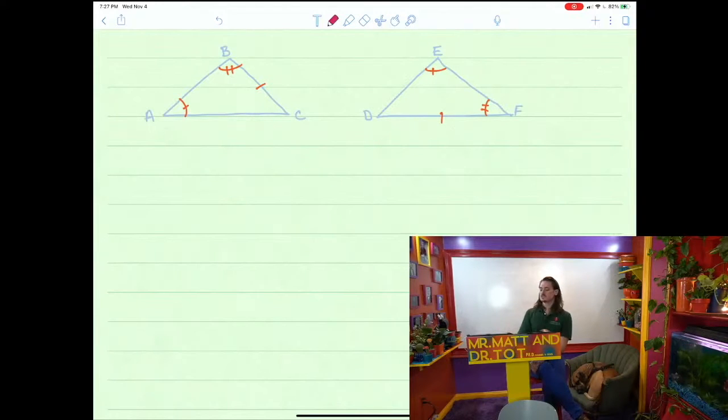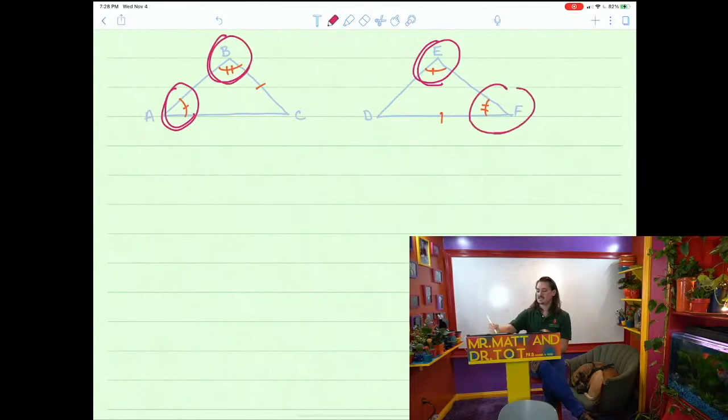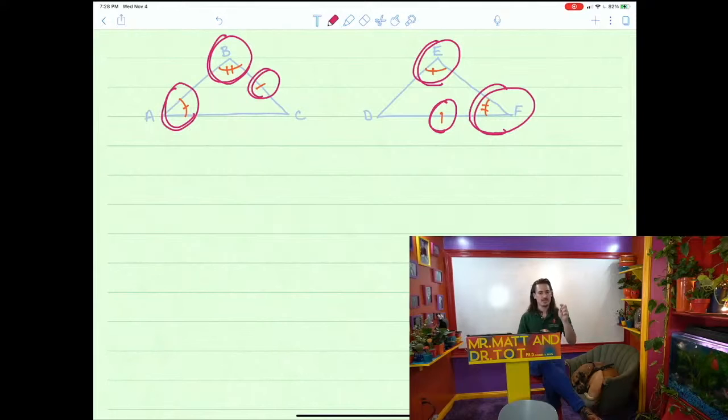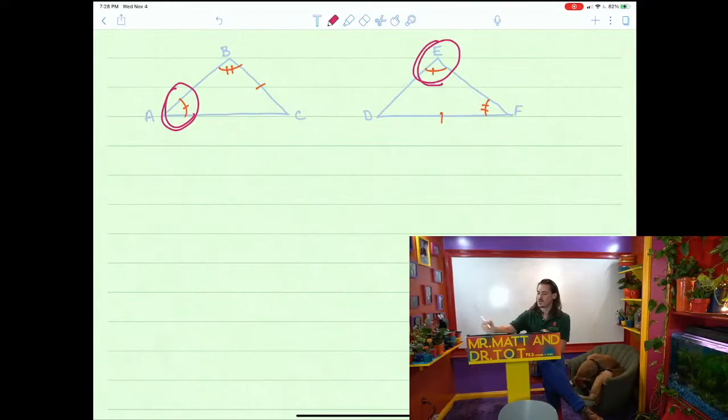Okay, so if we look at these two triangles, we see that angle A is congruent to angle E, angle B is congruent to angle F, and side length BC is congruent to side length DF. Even though they don't match up in their physical positioning, they do match up in their orientation to each other: it goes angle, then the next angle over, and then the exact adjacent side length. So this is angle, angle, side.